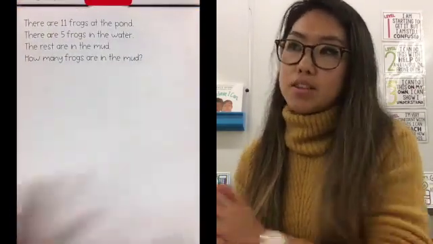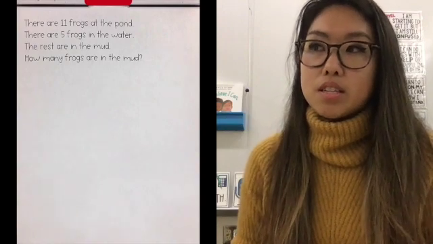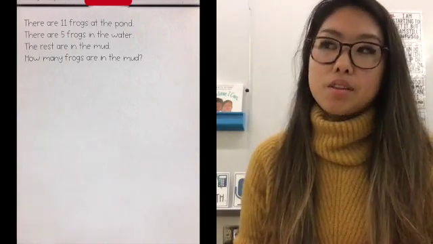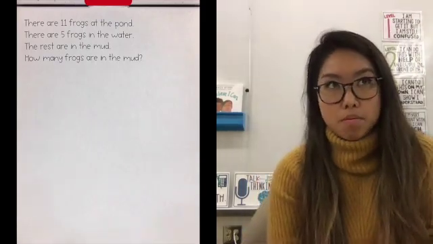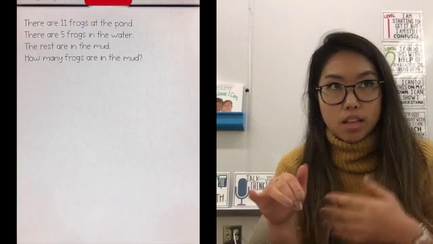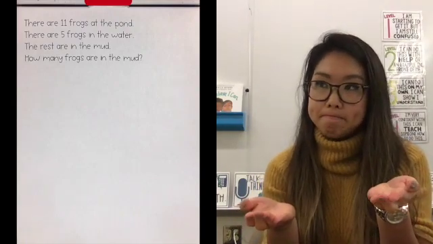Let's get started. Today, this is our word problem. There are 11 frogs at the pond. There are 5 frogs in the water. The rest are in the mud. How many frogs are in the mud? Okay, so I know my first read I need to retell the problem. So there's a pond, and there's some that are in water, and there's some that are in mud.